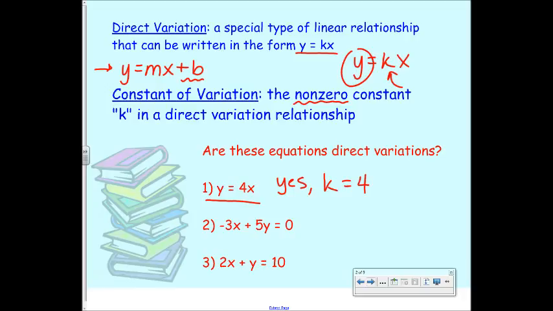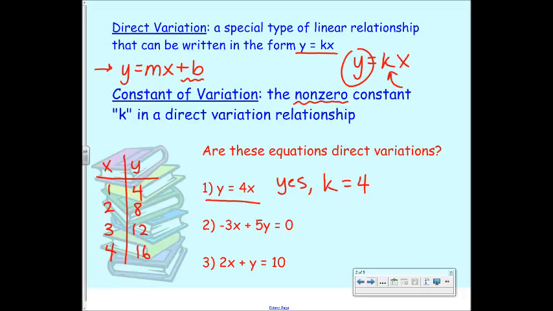Therefore, if I gave you something like this, and I said 1, 2, 3, 4 for my domain, my range in this case would just be all of those multiplied by 4. So for 1, what would your y be? 4. What about for 2? 8, 3, 12, and 4, 16. So your non-zero constant is just the number you're multiplying by. So multiply by 4, that's your non-zero constant.